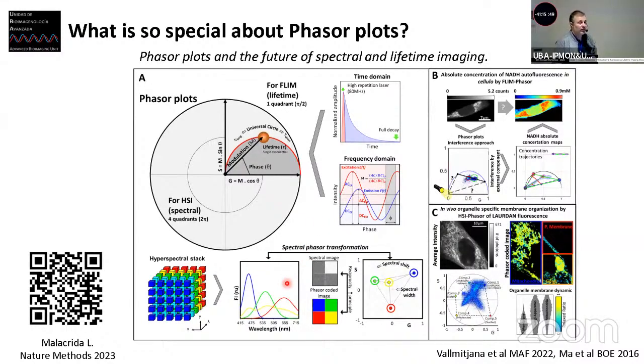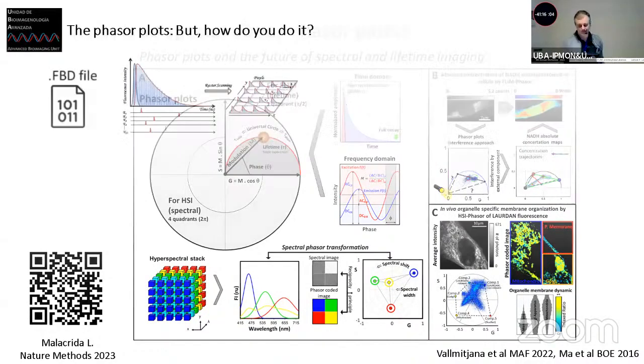So basically, Phasor is a tool that you can use on any periodical function. So if you collect your image with any periodical function, you can do the Phasor transformation. And it can be true for polarization, can be true for FLIM, can be true for spectra, etc.